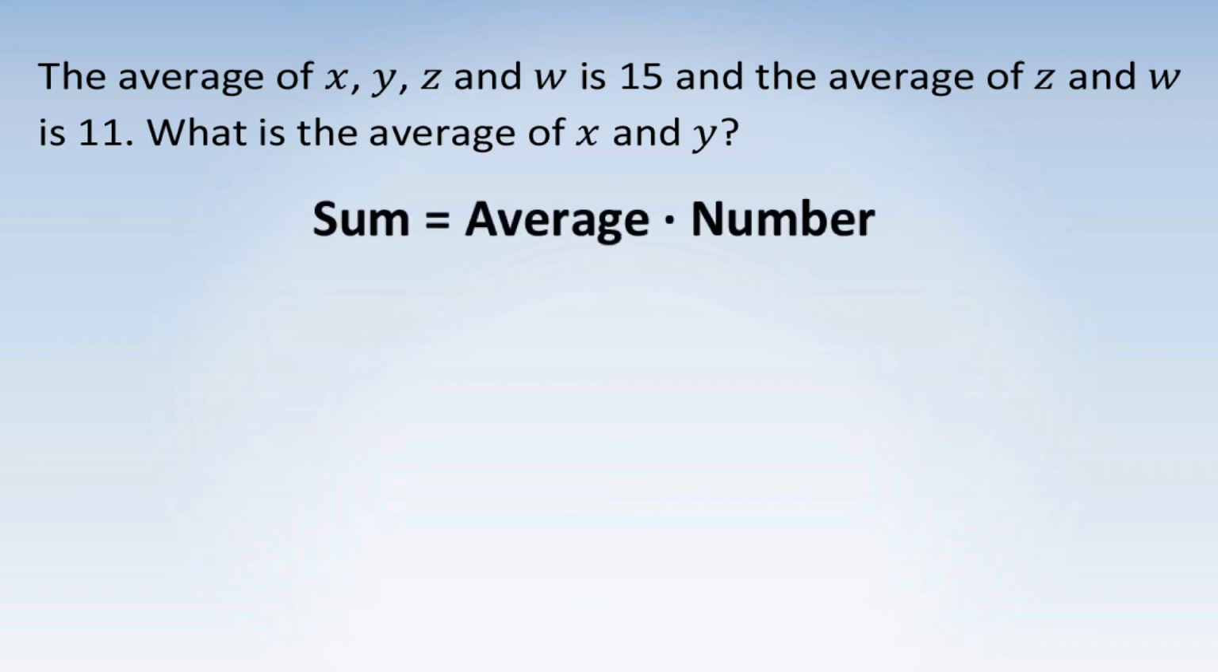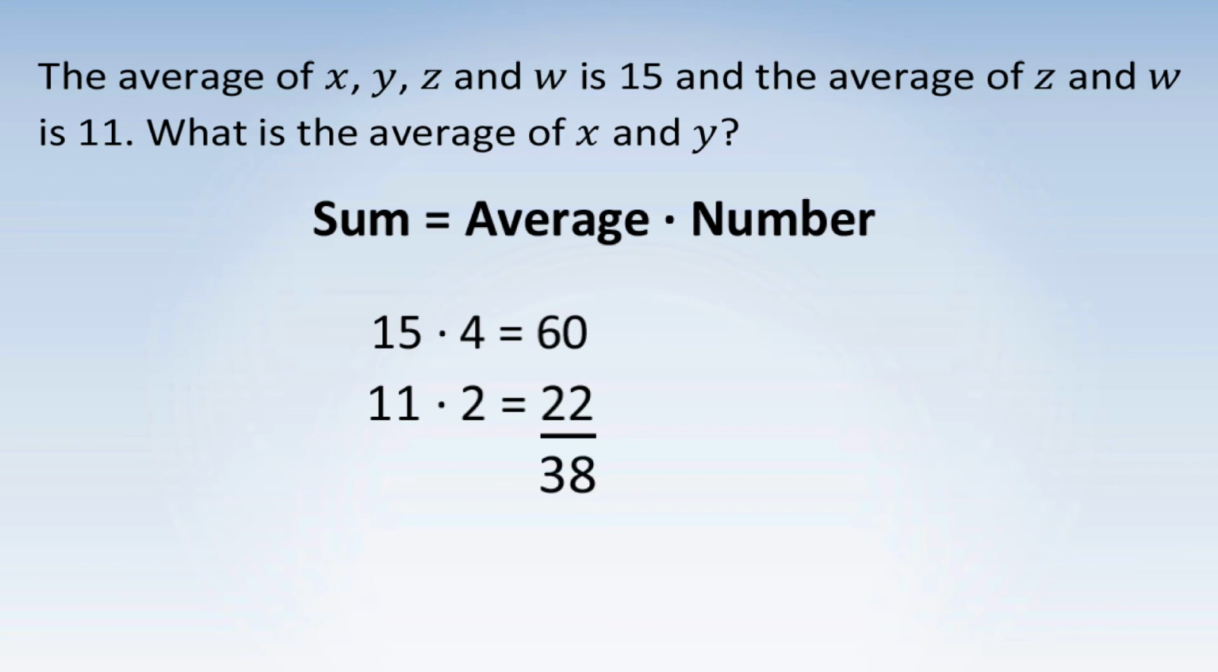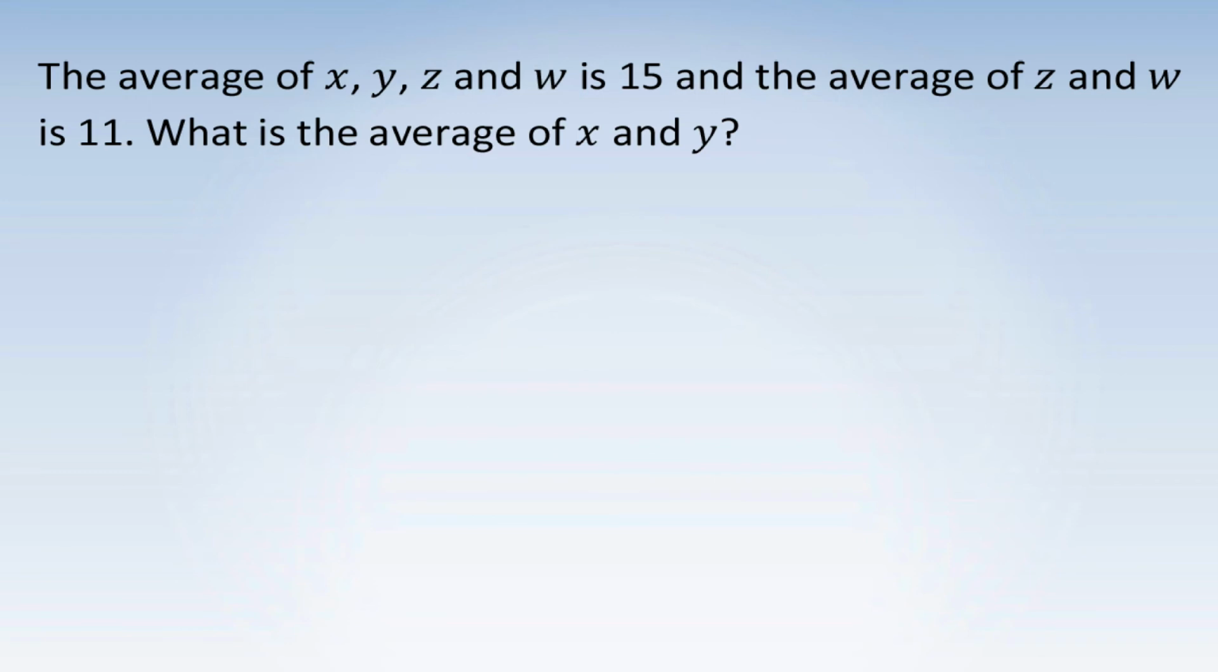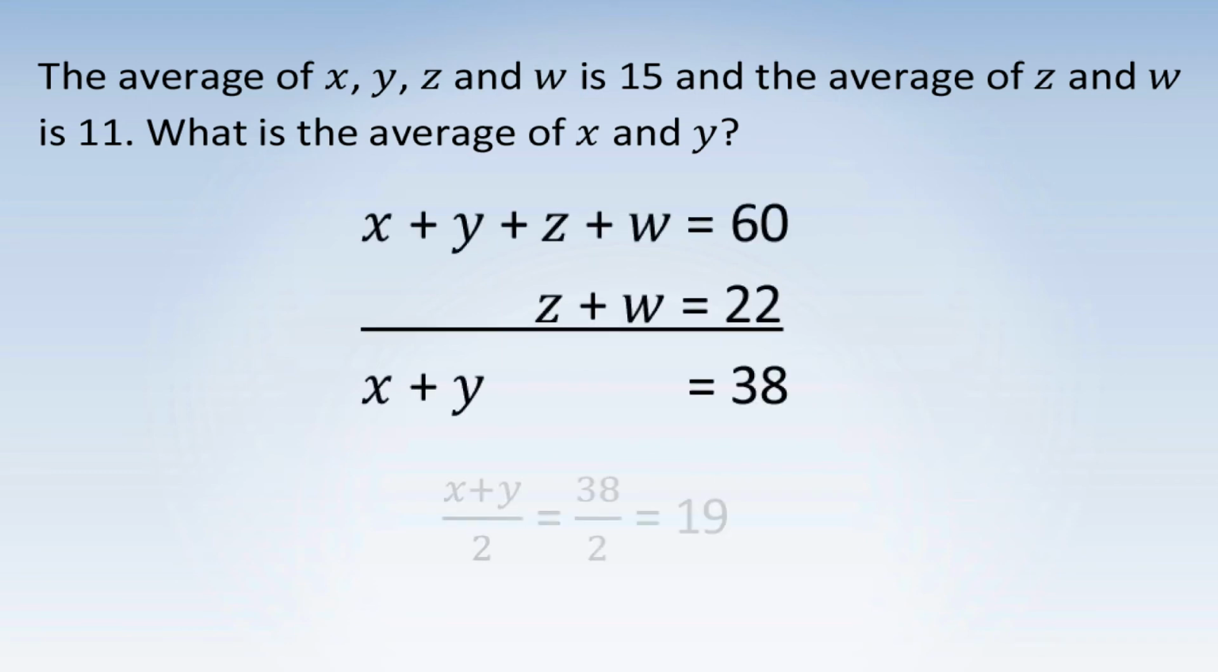Okay, let's convert the averages to sums. The sum of x, y, z, and w is 15 times 4, which is 60. The sum of z and w is 11 times 2, which is 22. So the sum of x and y is 60 minus 22, which is 38. Finally, just one more step, we get the average of x and y by dividing 38 by 2 to get 19. For those of you who feel like you need to see it, here are the calculations in more detail.